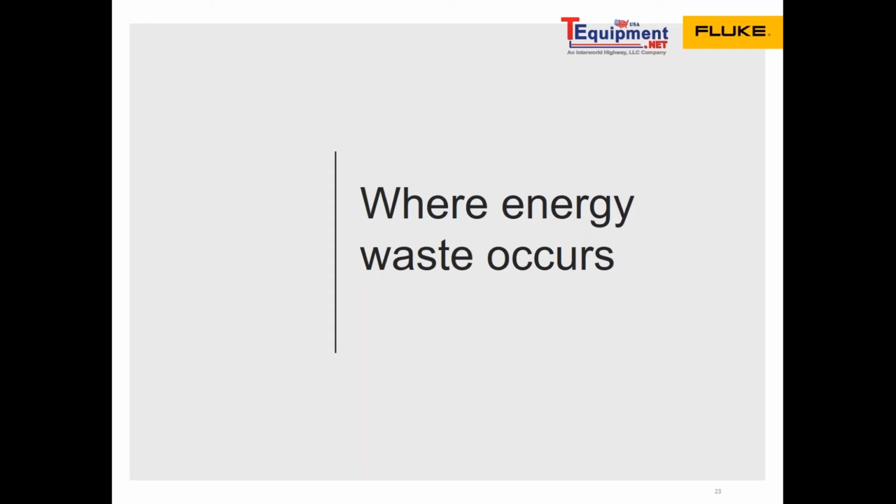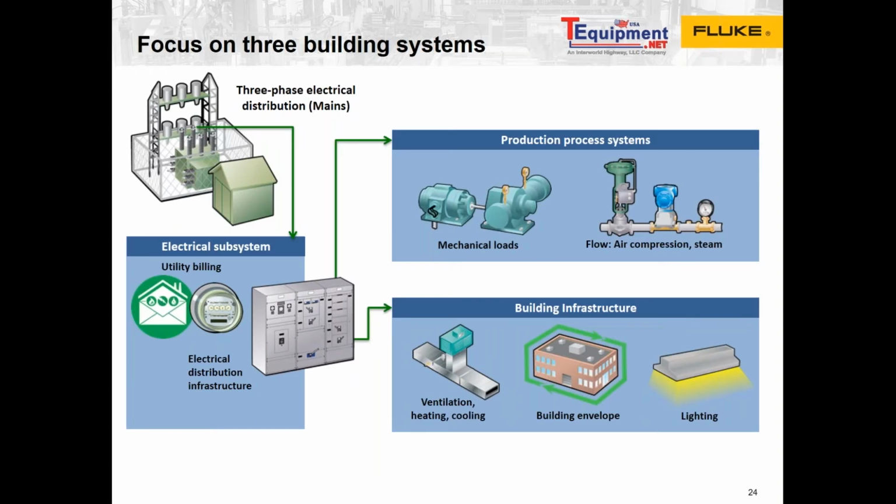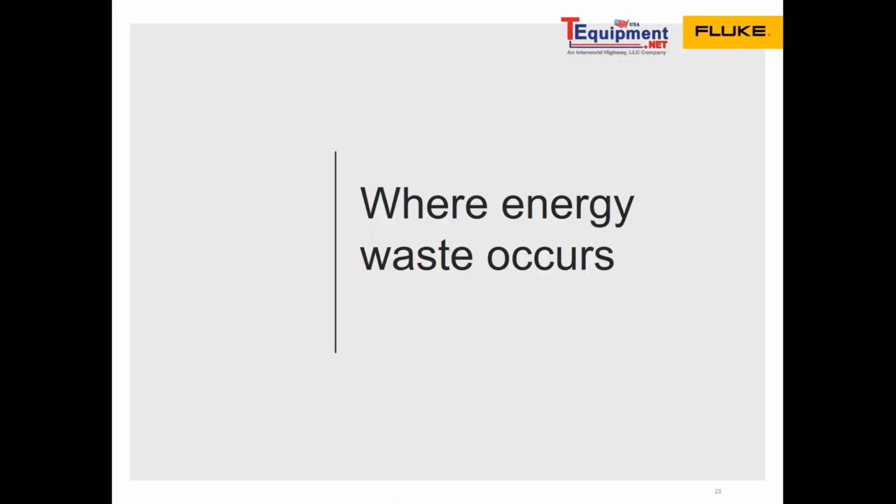So now we're going to go over an example of what a facility would look like in terms of its electrical subsystems, its electrical distribution, and guide you towards where and what measurements you'd want to take to find the energy saving opportunities. So we're going to focus on 3 building systems. The first is electrical subsystems, and we'll actually just go over electrical subsystems. I want to briefly mention the other 2 systems, which are the production process systems and the building infrastructure, or what we call the building envelope.